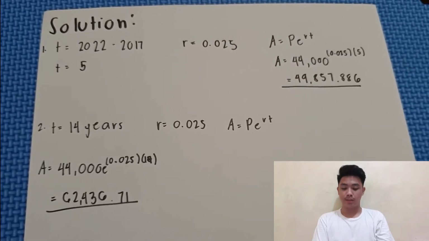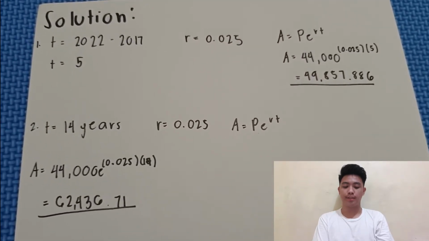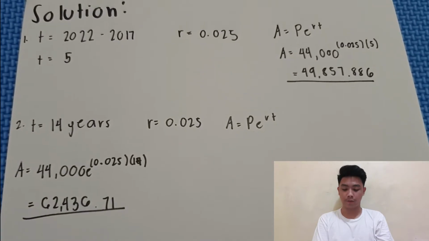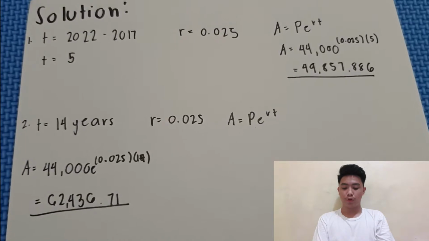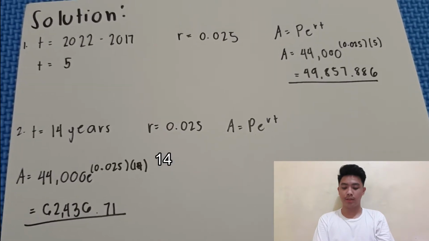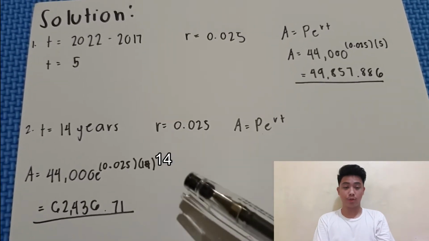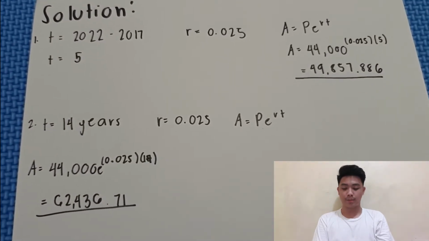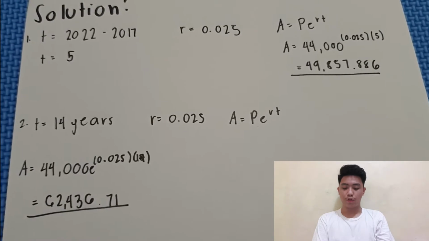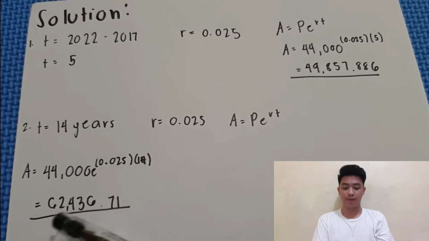This is the solution in question number 2. t is 14 years, r is 0.025. So you just have to substitute 44,000 times e raised to 0.025 times 14. So you will get an answer of 62,436.71.